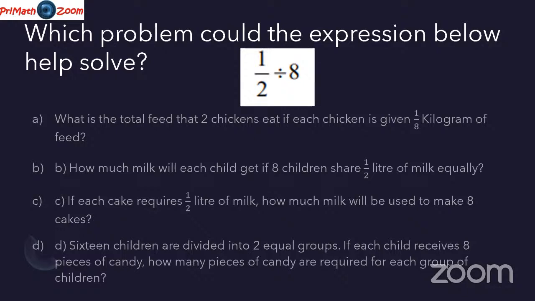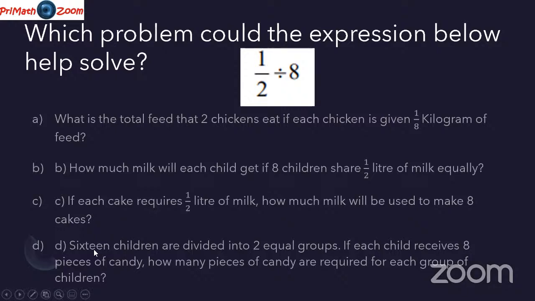Audrey is agreeing, and I agree too, because if one cake is half liter, 2 cakes is 2 times a half, or half plus half. 3 cakes is 3 times a half, or half plus half plus half. And so 8 cakes is 8 times a half, or you're adding a half 8 times. Very good, guys. So I see we are certainly on point.